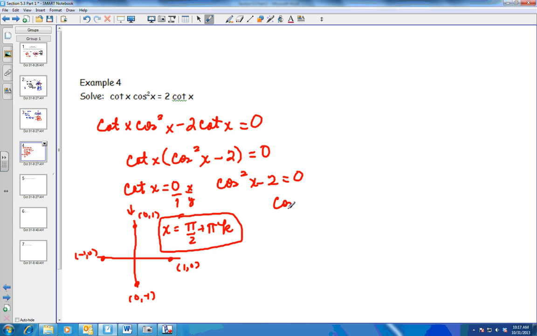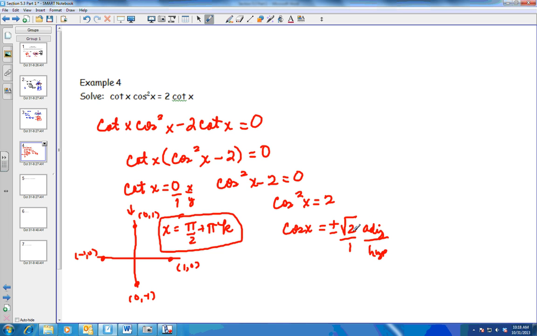So I'm going to solve for cosine squared x. So cosine squared x equals 2. I have to take the square root of both sides. So that means cosine x would equal plus or minus the square root of 2. All right, well, here's the problem. Okay, I know that cosine is adjacent over hypotenuse. So when I draw my triangle, my adjacent side would be the square root of 2, and my hypotenuse would be 1.